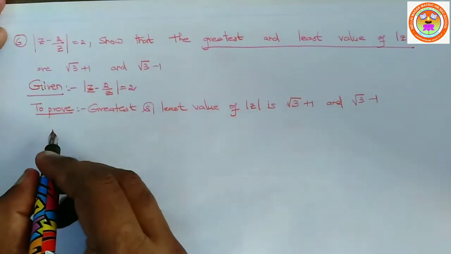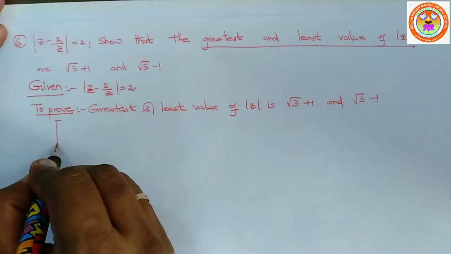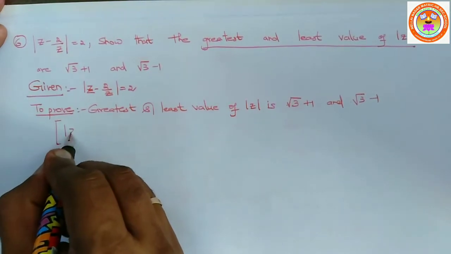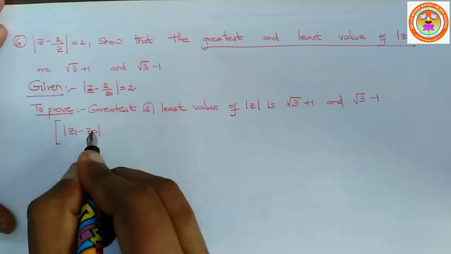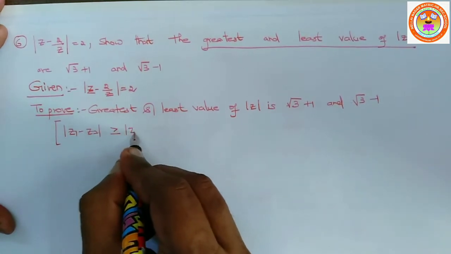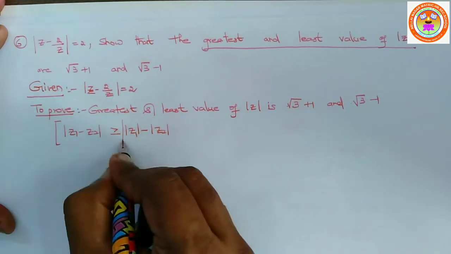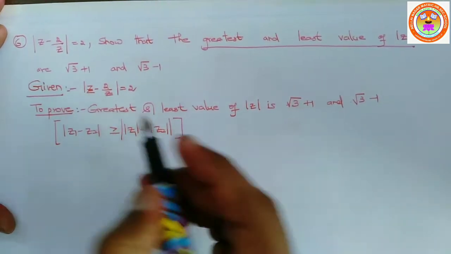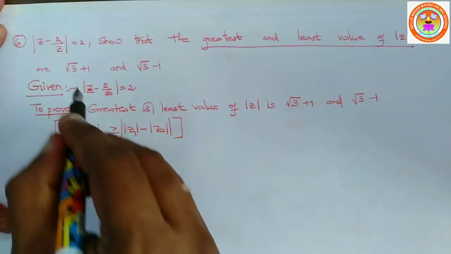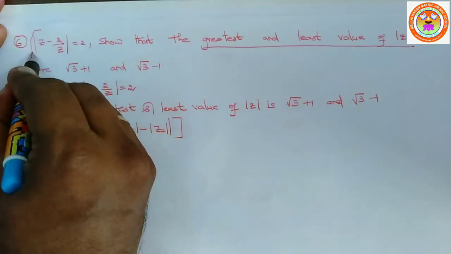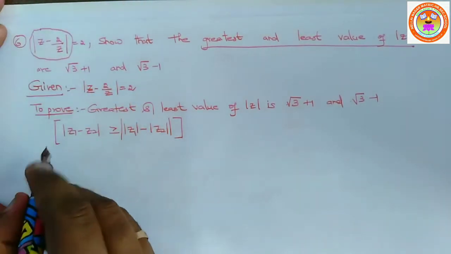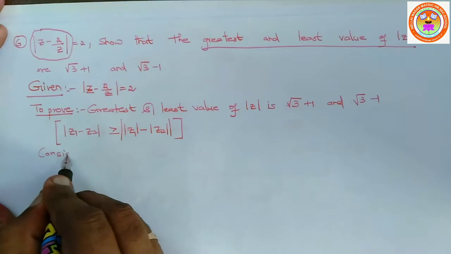For this proof, I need to first write a property. First, this well-known property from the previous sum: modulus of z1 minus z2 is greater than or equal to the whole modulus of modulus z1 minus modulus z2. This property is well known. So, using this property, first I am going to take this one alone. Consider this.